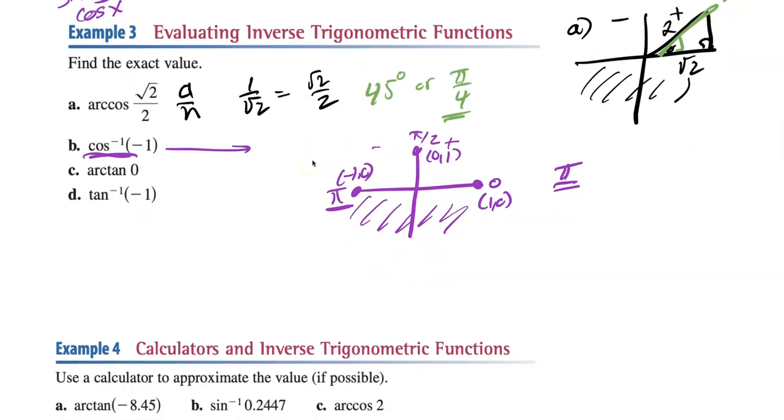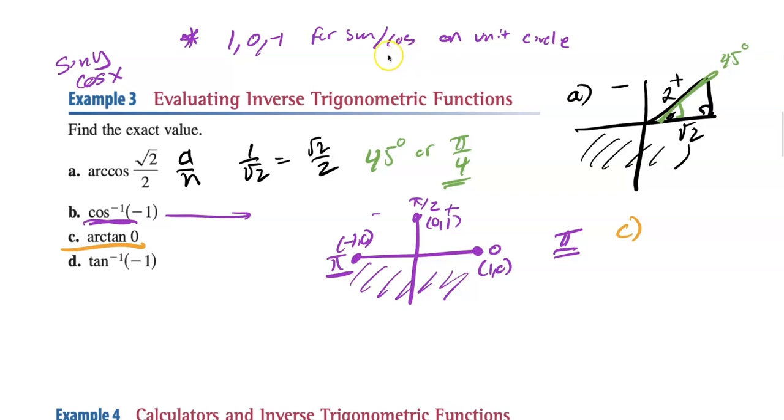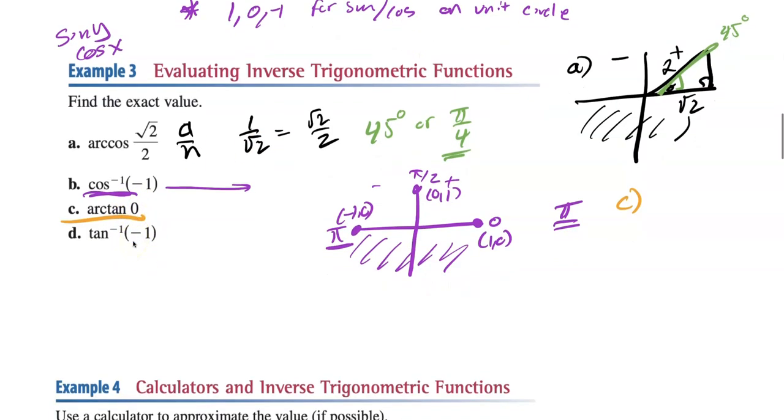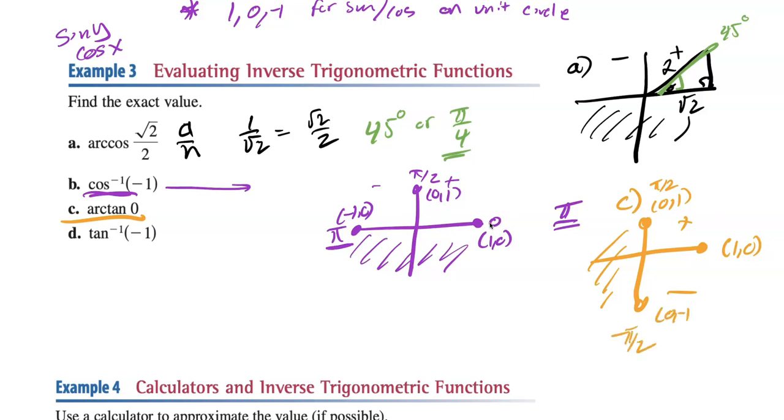C, arctan of 0. So that's going to be kind of the same thing. Tan could do 1, but for tan, 0 is also going to be on one of these points. But remember, tan inverse and sine inverse look a little different. Tan inverse and sine inverse look like this. So it's going to be one of these points. This is 1, 0. This is 0, 1 at pi over 2. Negative pi over 2 is 0, -1.